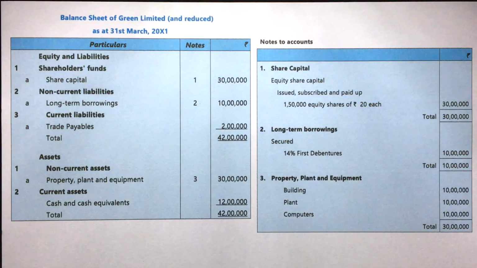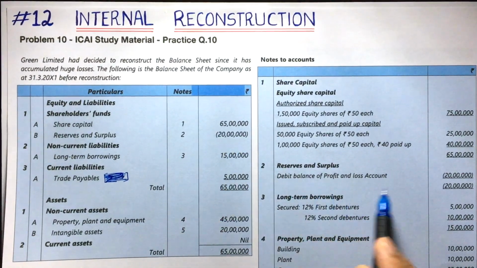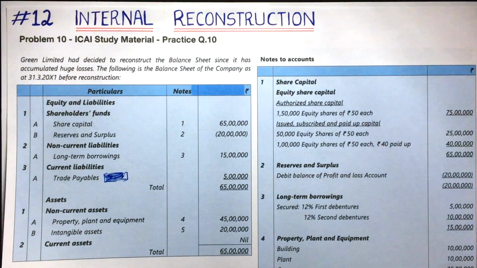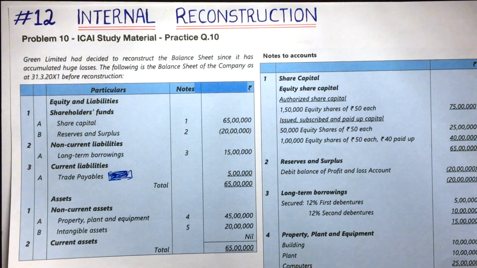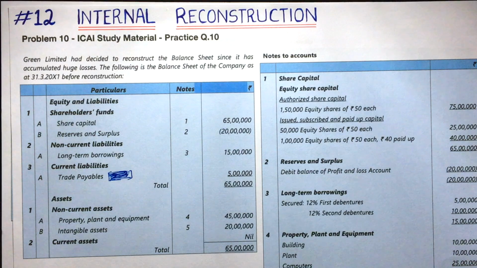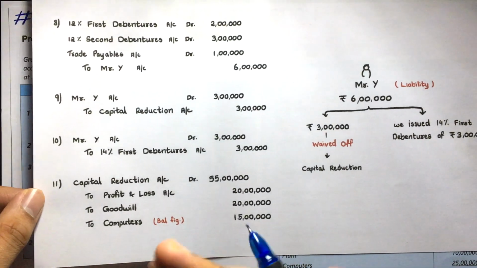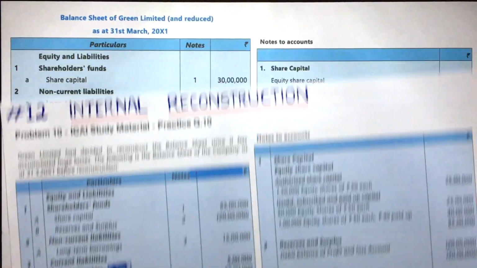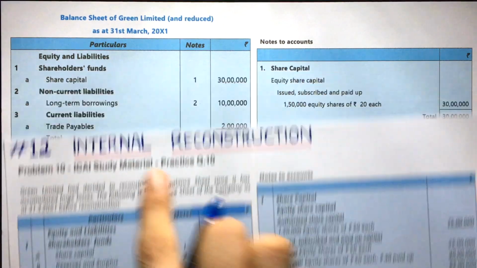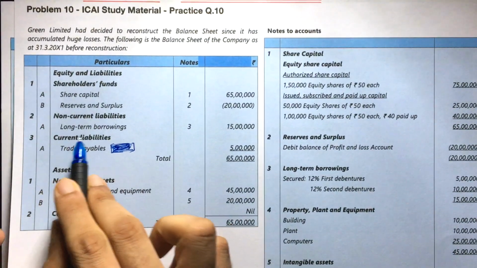Easy, simple. Then in the question, if you see, we have reserves and surplus. Reserves and surplus minus 20 was there. What did we do to this debit balance of profit and loss? We wrote it off. Yes, but then do we have any capital reserve? Usually in the big entry we get capital reserve, but in this question there was no balance left in capital reduction to be transferred to capital reserve. Entirely it was utilized, so no capital reserve also. If there is no capital reserve, then reserves and surplus is 0, it will not appear at all. Clear? Simple.